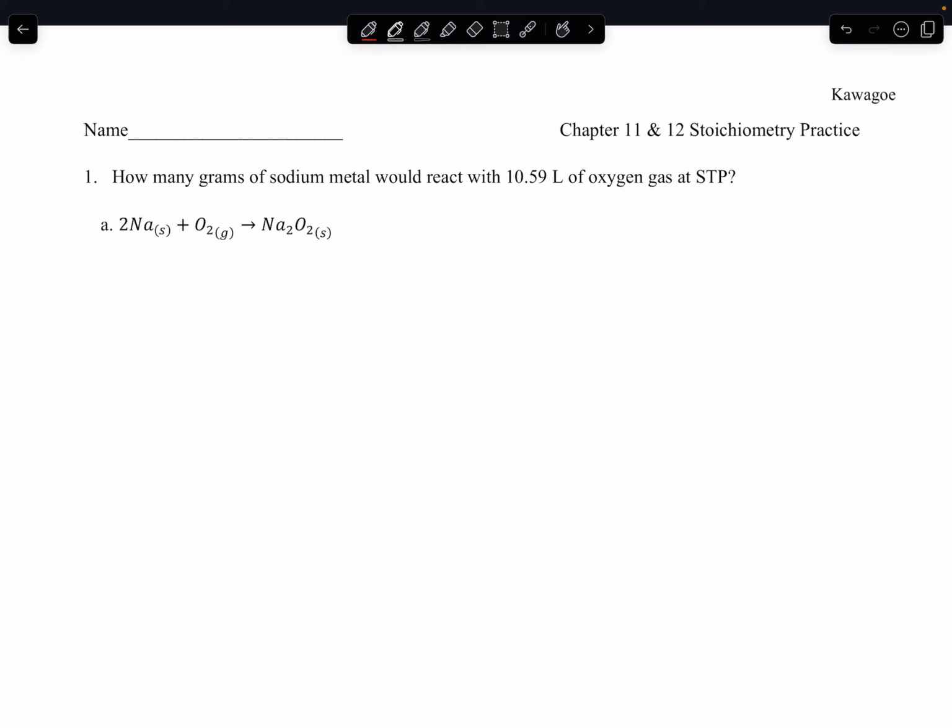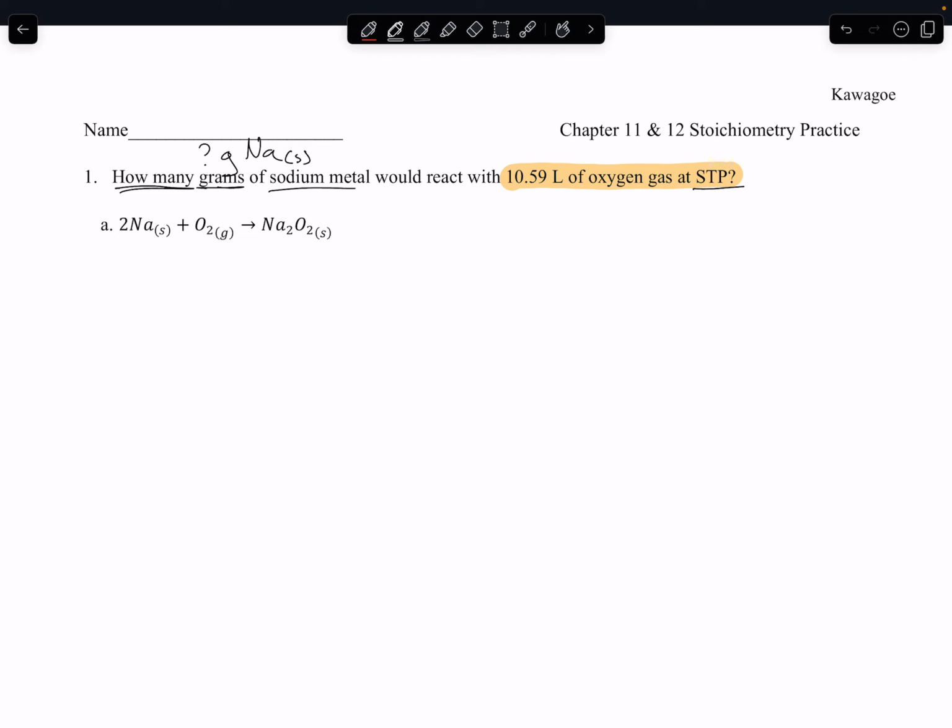Question here is how many grams of sodium metal would react with 10.59 liters of oxygen gas at STP? So, keywords that you want to look for: grams. How many grams? Right, that's what we're looking for. How many grams of what? Sodium, and now it says sodium metal, right? That doesn't include oxygen, so that's going to be the sodium solid. And how much of that would react with 10.59 liters of oxygen gas at STP?